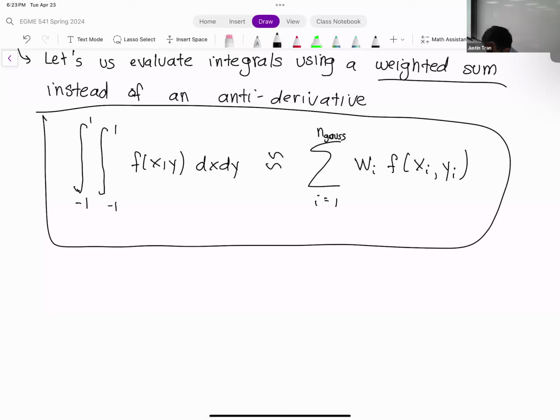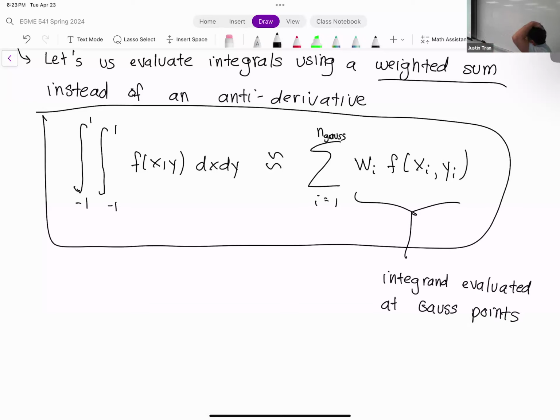So this expression right here is the integrand. So that expression there is the integrand evaluated at the Gauss points multiplied by a weight.